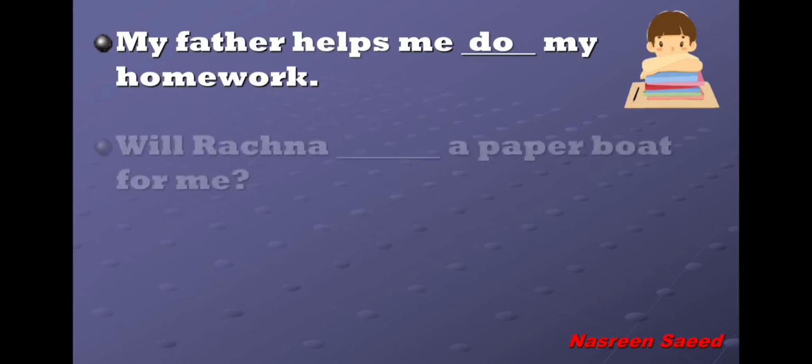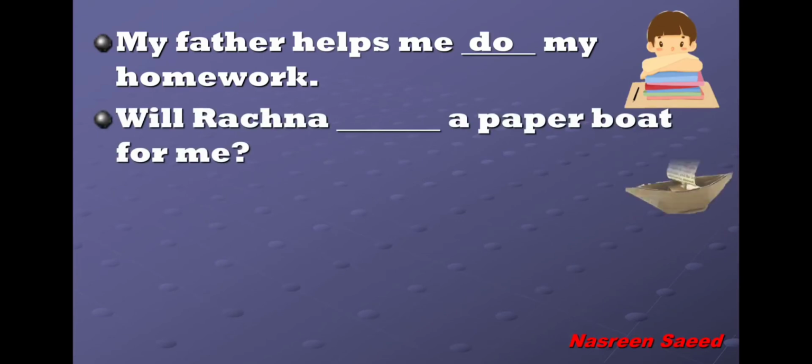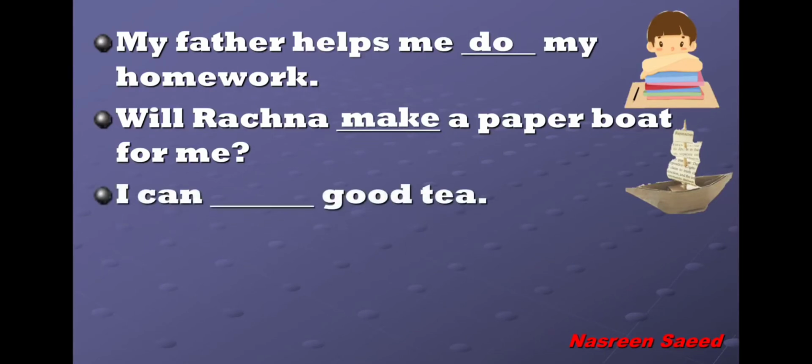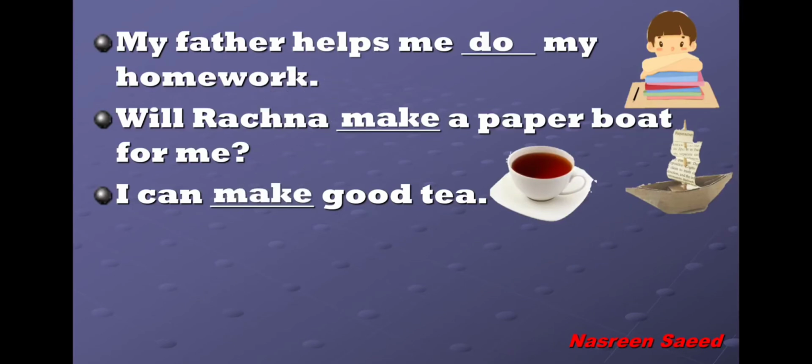My father helps me do my homework. Let's see the next sentence. Will Rachna dash a paper boat for me? Now again the word do and make. So what we will use? Make, because paper boat is supposed to be made. Will Rachna make a paper boat for me? I can dash good tea. So what can I do? I can make good tea.